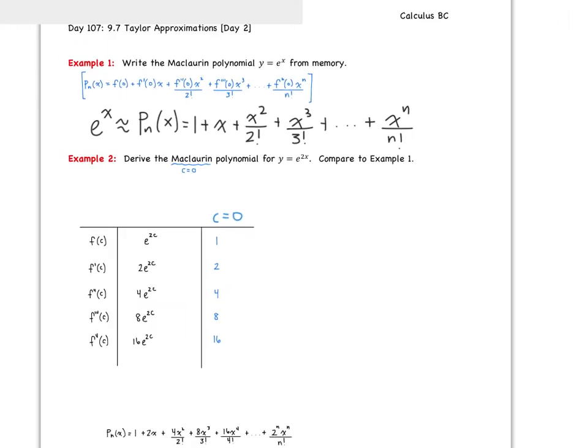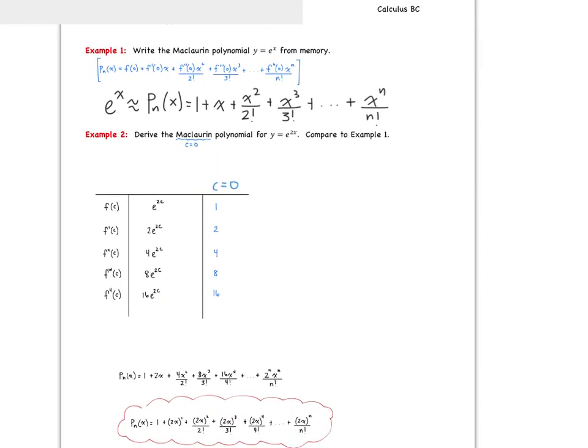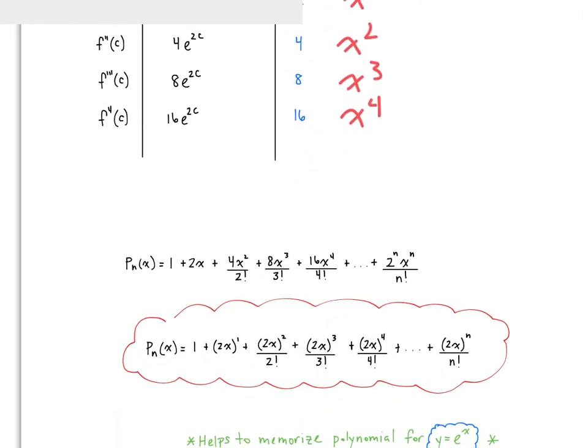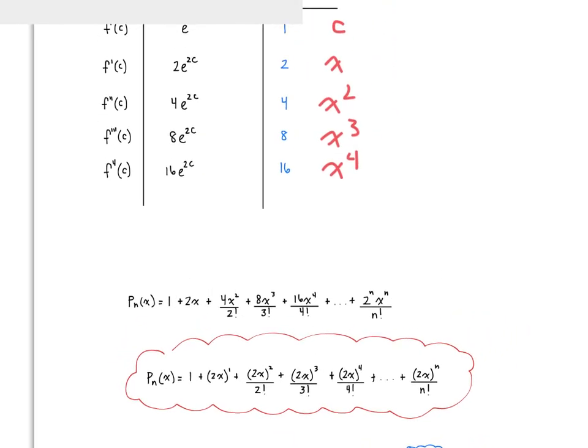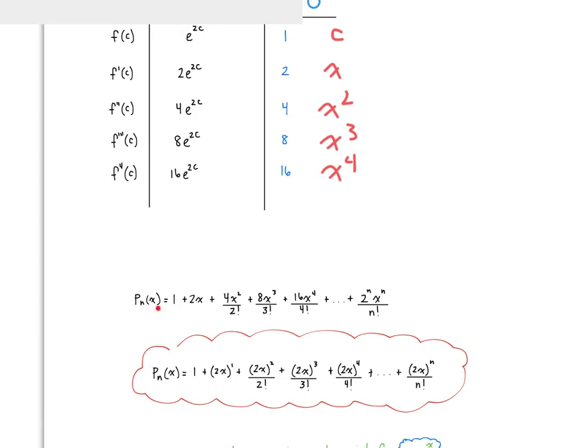So now if we just put that into our formula, remember up above, these values on the right-hand side: there's our constant, that's the coefficient of x squared, x cubed, x to the fourth, et cetera. We can then go ahead and write the polynomial. Remember, those are all of our coefficients. So we have Pn of x is equal to 1 plus 2x plus 4x squared over 2 factorial plus 8x cubed over 3 factorial, and so on and so forth.